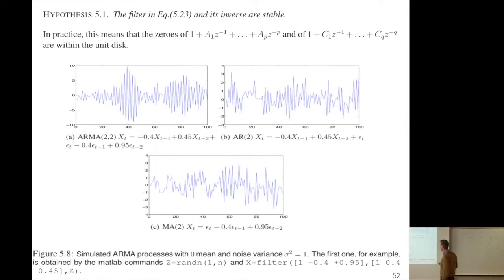Here are 3 examples of ARMA processes. How did I obtain them? Well, it's very simple. I obtained the epsilon by calling a random number generator for Gaussian noise. That's very easy to do in MATLAB or Python. And then I apply the filter. Here I applied this filter, 1 minus 0.4 plus 0.95, etc. I applied the different filters that are given here. So, for example, this is this one. And I obtain here a sample in blue of this thing.